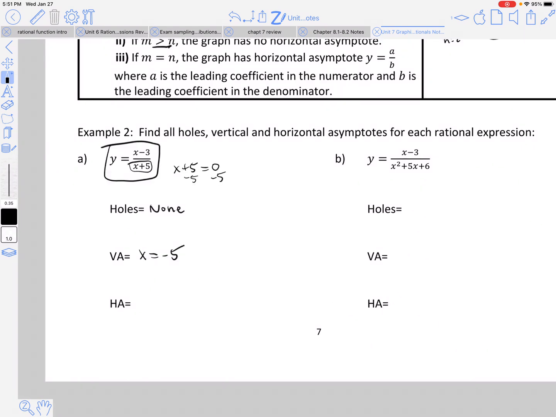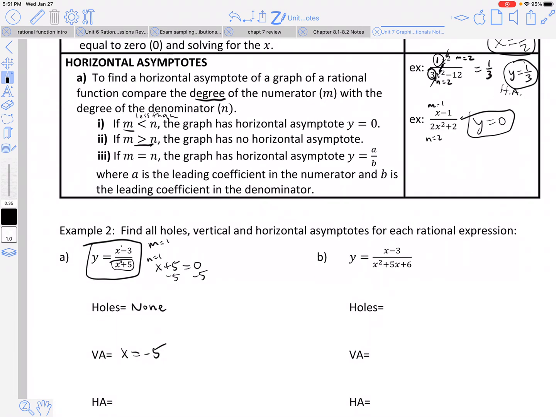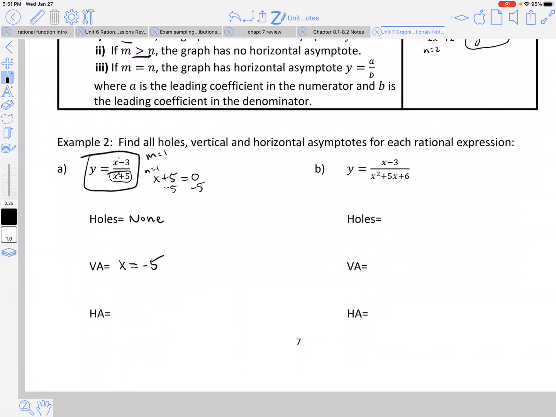Now our horizontal asymptote, we're going to look at our m, which is 1, and our n, which is 1 in the denominator. They're the exact same. So we're going to have a horizontal asymptote at the ratio of our leading coefficients, which are 1. So we have y equals 1. We're going to basically cap this problem out at 1. That fraction is going to go to 1. That's where it's headed, okay?